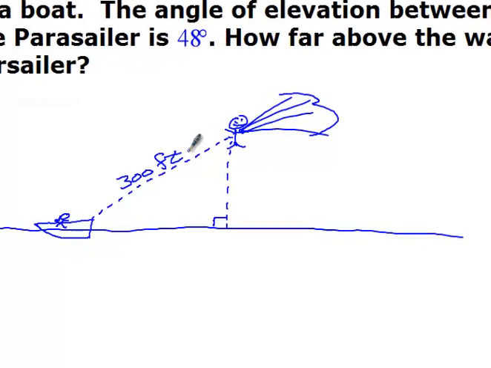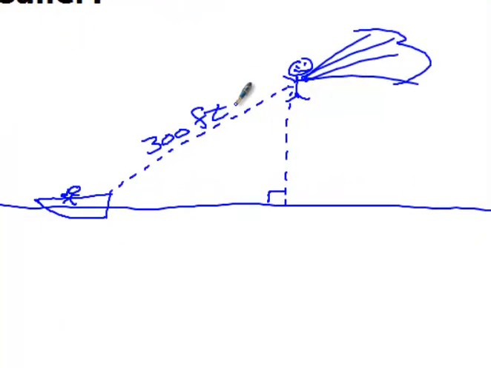The angle of elevation between the boat and the parasailer. So elevation means you're looking which way, up or down? Up. So from the point of view of the boat. Okay, so this is actually going to be your 90. The angle of elevation here is 48 degrees, so that goes right there.